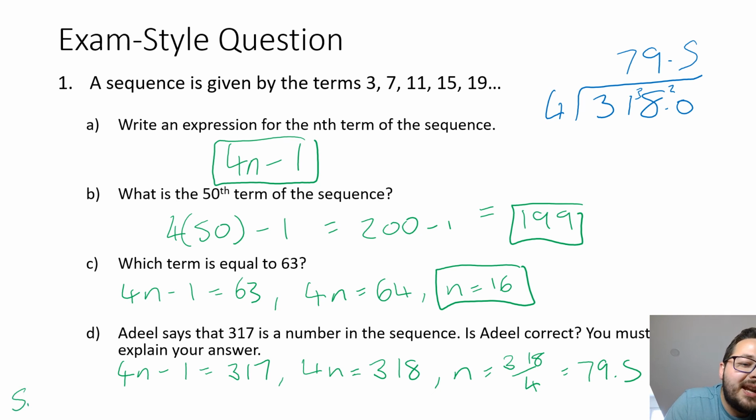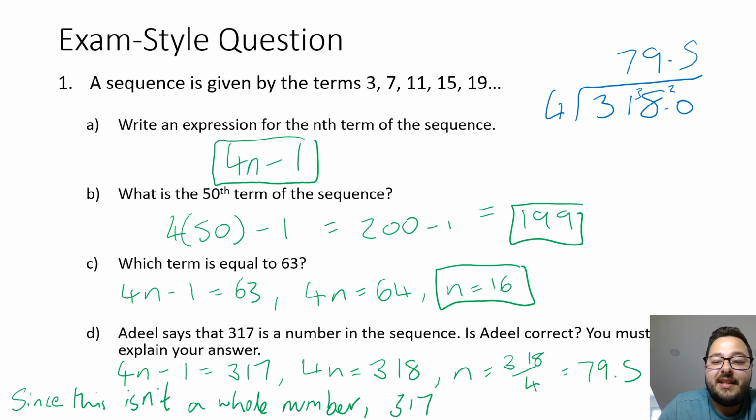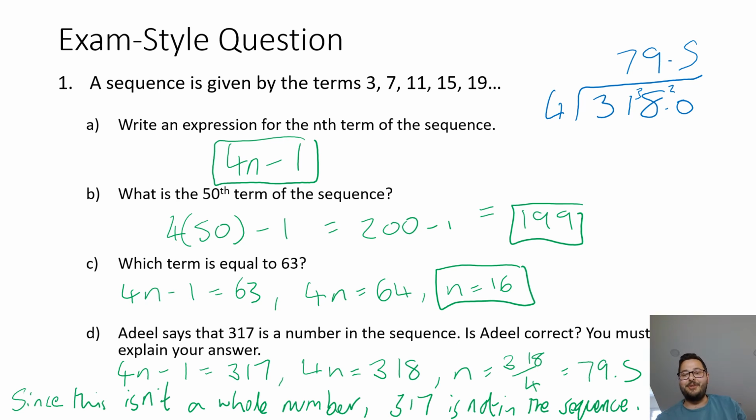And then we need to explain. So since this isn't a whole number, 317 is not in the sequence. And I'm amazed that I managed to fit that into the screen.